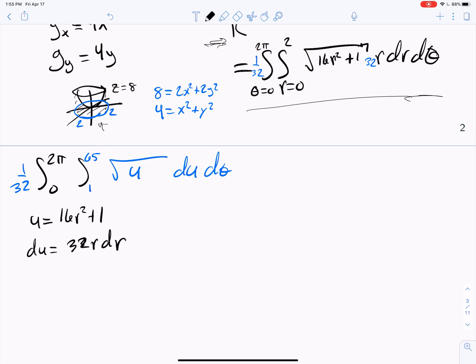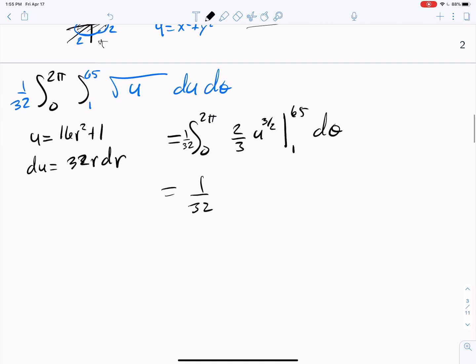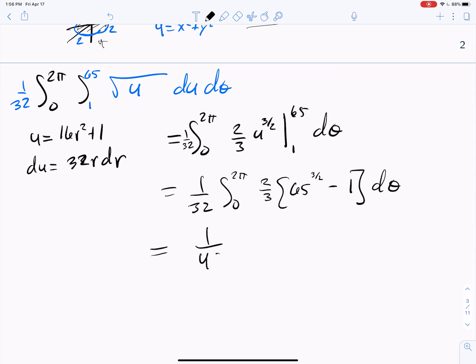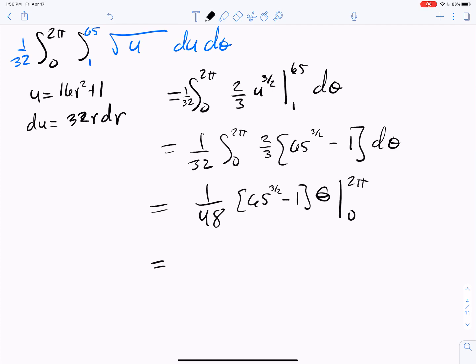Okay, so now I've done a u-substitution, so now we can actually do the calculus here. So I've got 1 over 32 on the outside. This is going to be 2/3 u to the 3/2, that's the antiderivative of root u, evaluated from 1 to 65, d theta. And then we're going to have 2/3 of 65 to the 3/2 minus 1 to the 3/2, which is 1, d theta. And so now we're going to have, let's see, 2/3 times 1 over 32 would give 16 times 3, 1 over 48. And then 65 to the 3/2 minus 1, theta evaluated from 0 to 2 pi. And so that's going to give me pi.